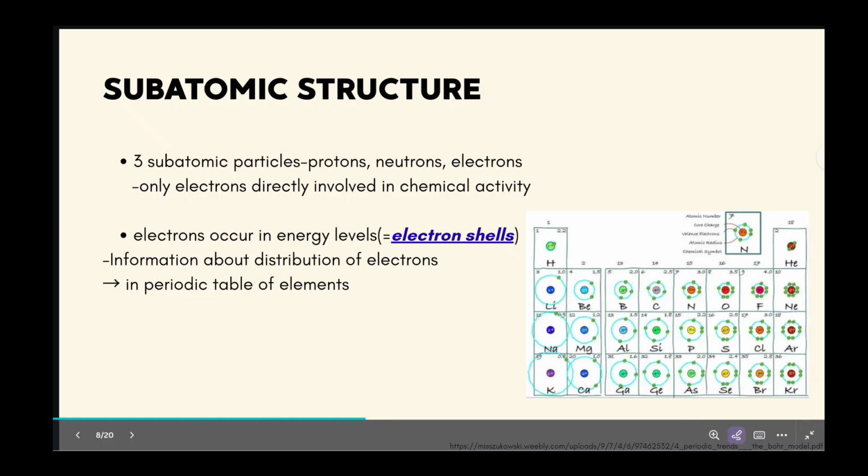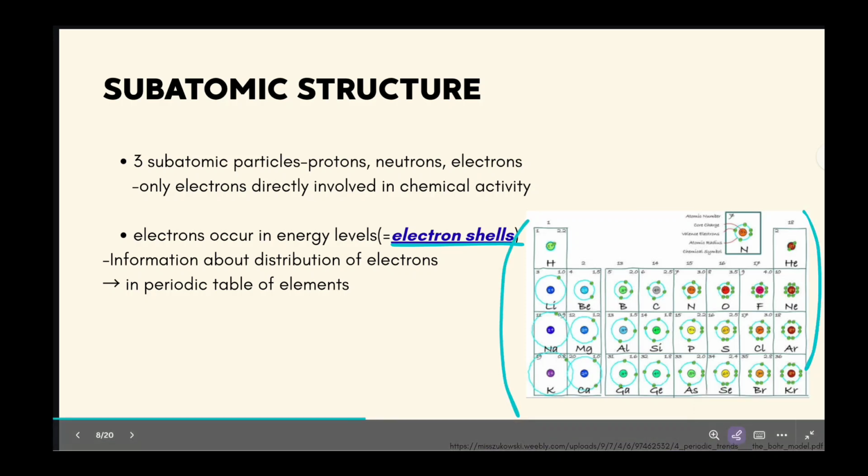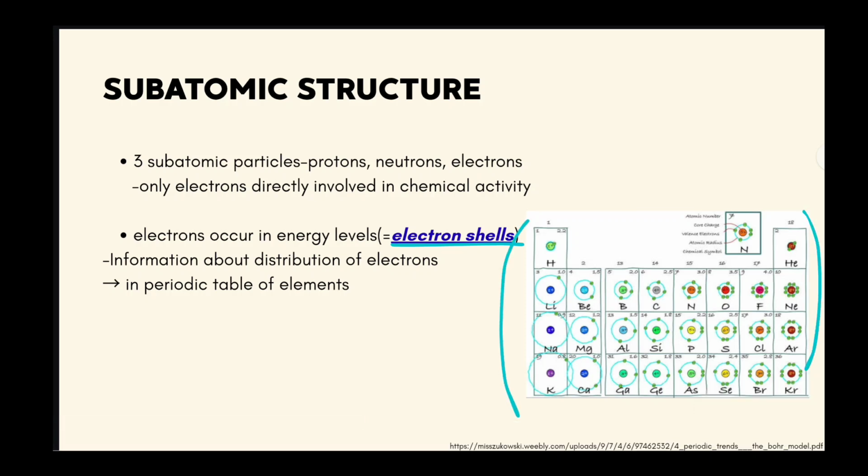Three subatomic particles: protons, neutrons, and electrons, but only electrons are directly involved in chemical activity. Electrons occur in energy levels, also known as electron shells. This is information about the distribution of electrons, and it's in the periodic table of elements. You might have seen this picture a lot. This is a periodic table.